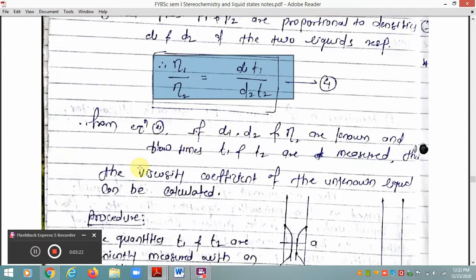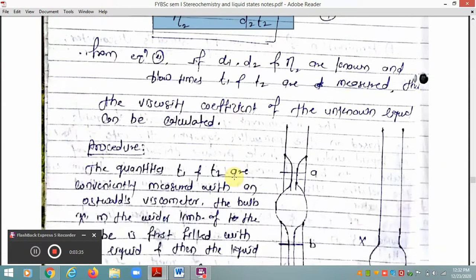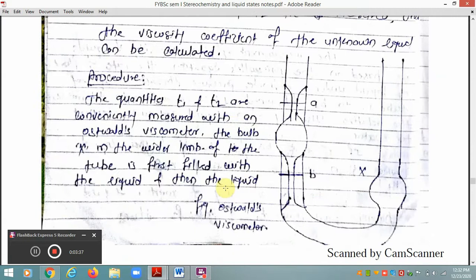So from this equation number 4, if D1, D2 and eta 2 are known and flow times T1 and T2 are measured by means of the Ostwald viscometer, then the viscosity coefficient of the other unknown liquid can be calculated. This is very simple. And what is the procedure here?